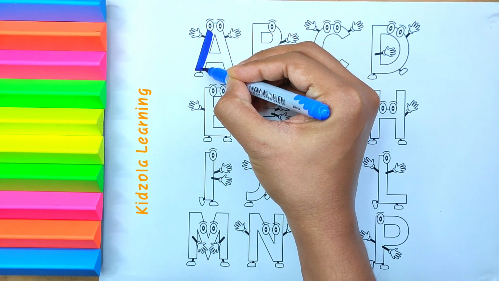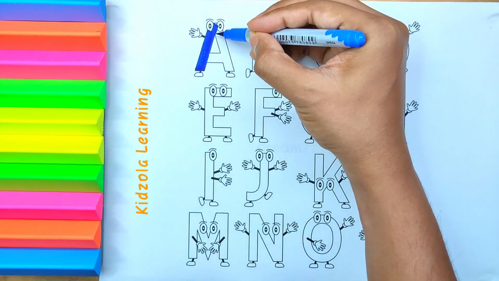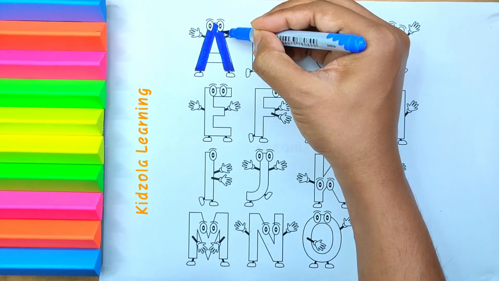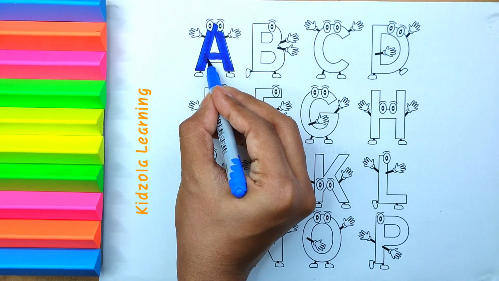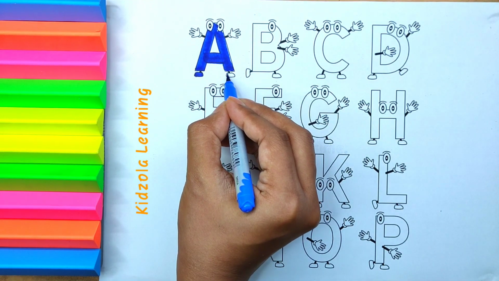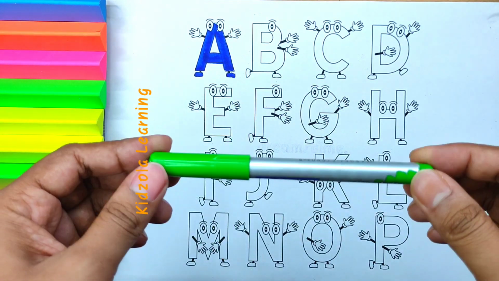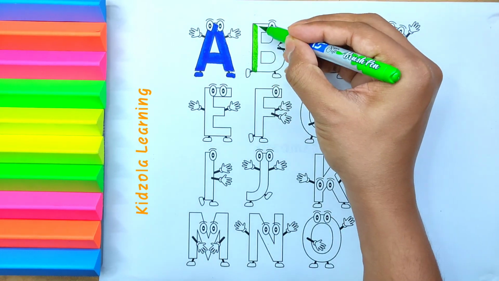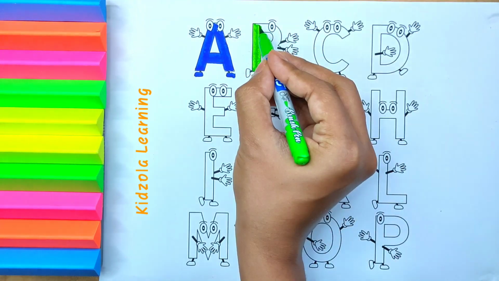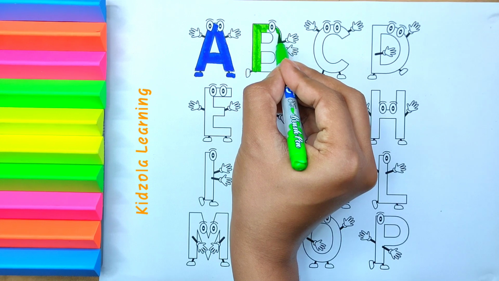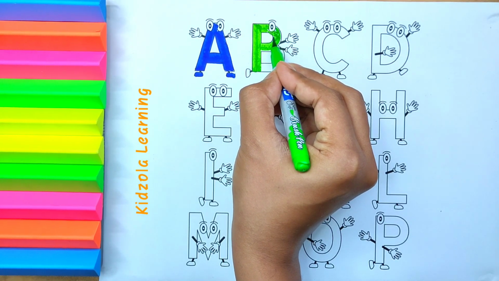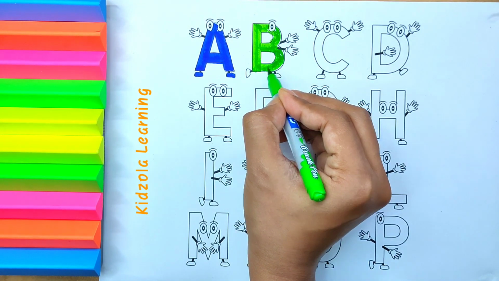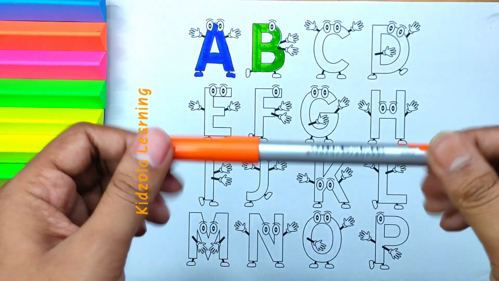A for airplane. Green color. B for ball. Orange color.